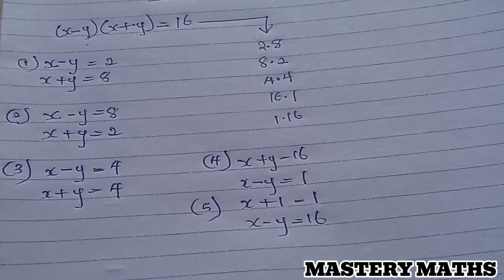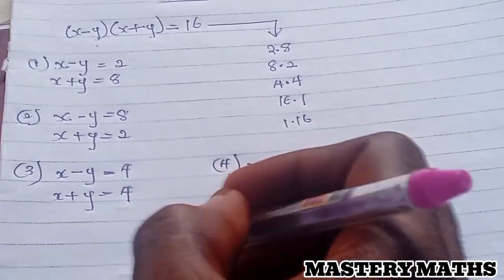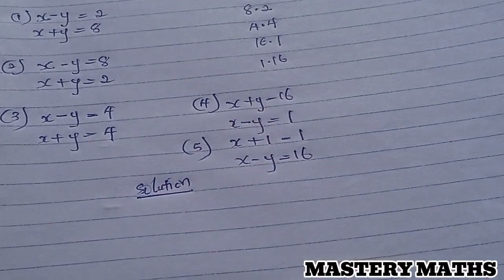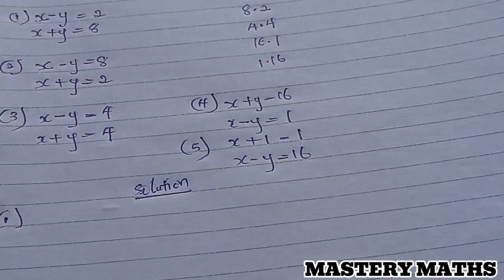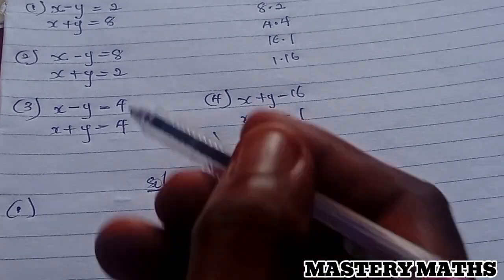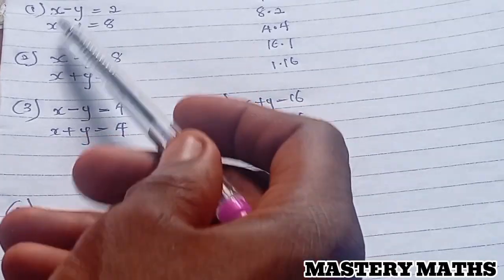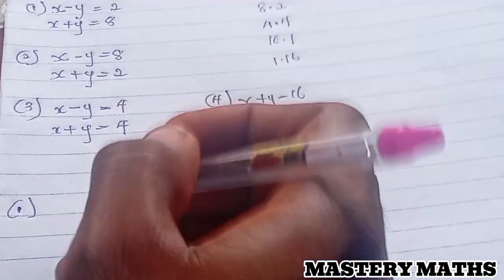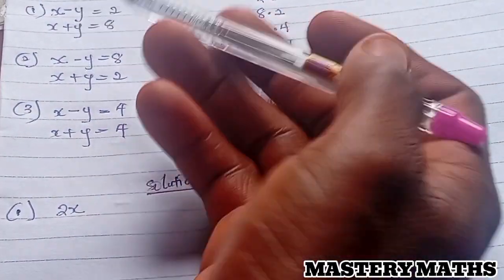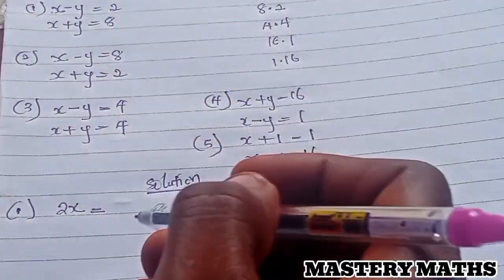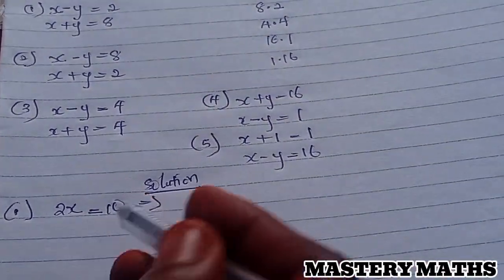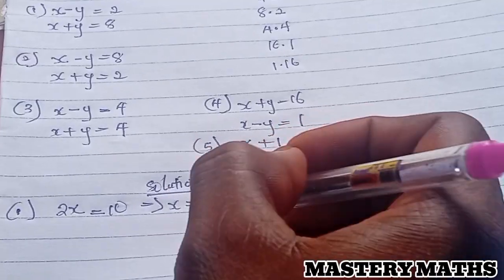So after doing this, first of all, let's look for the solution of equation 1. If you are to solve it, you add the two equations together: x plus x gives us 2x, and plus y minus y is 0. So you add 2 plus 8, which gives us 10. Now, when you divide both sides, you have x is equal to 5.